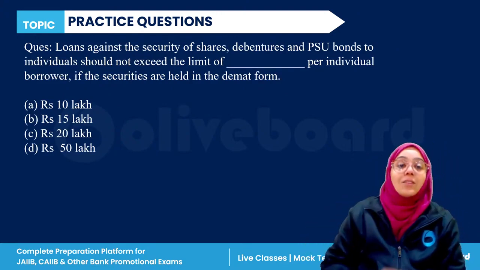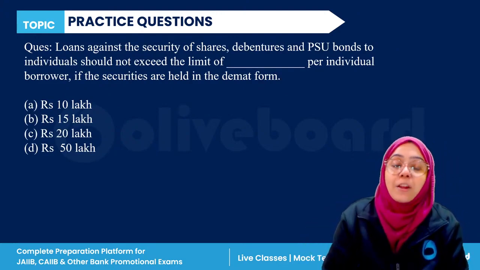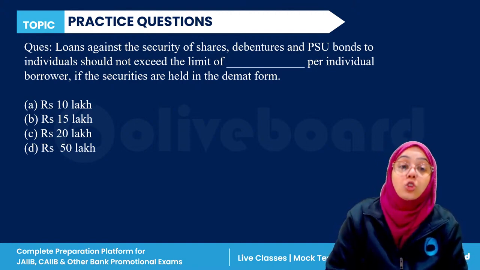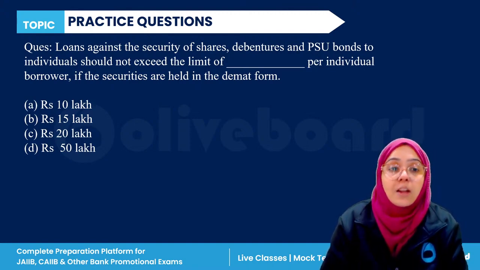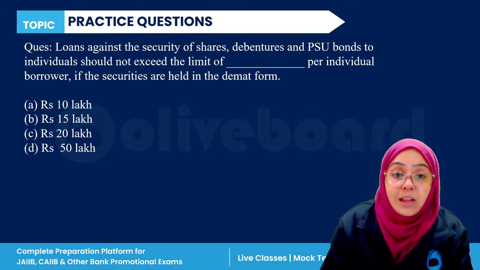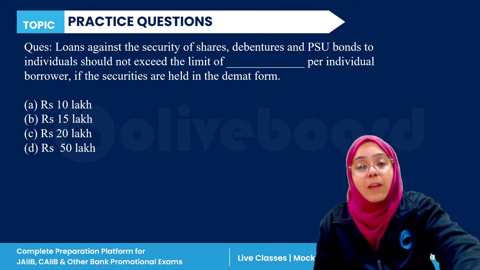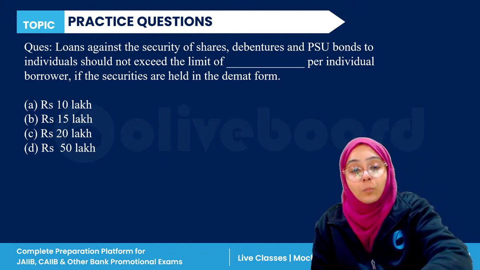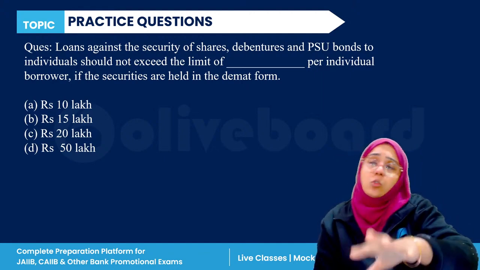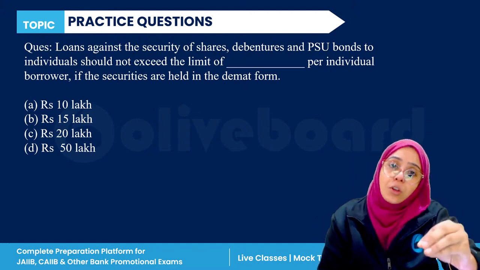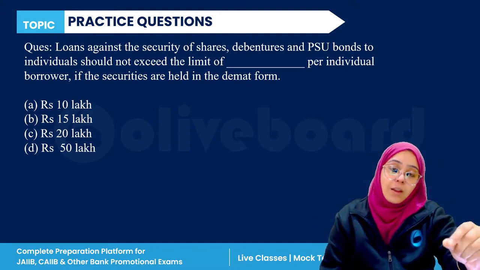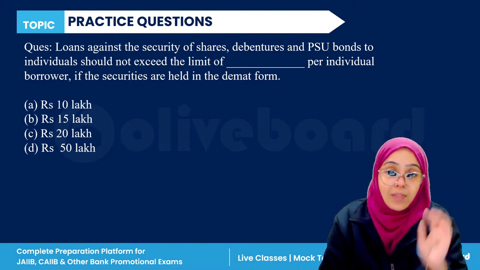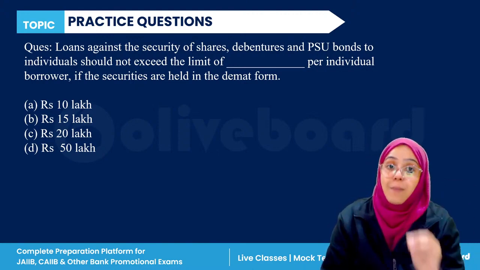Next question. Loans against the security of shares, debentures, and public sector undertaking bonds to individuals shall not exceed the limit of dash per individual borrower if the securities are held in demat form. Everyone, please answer these questions. These are very important questions because they are one-liner, fact-based questions, so you can expect this type of question in your examination. And that's why I'm giving it to you in this Macmillan book.